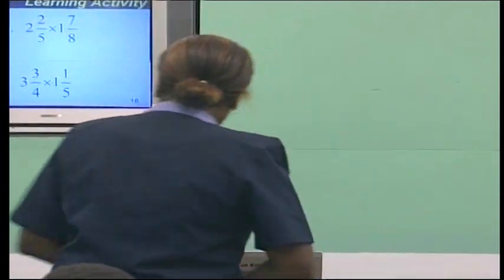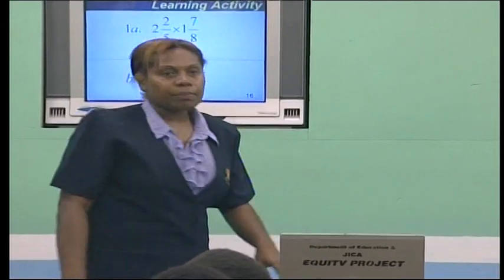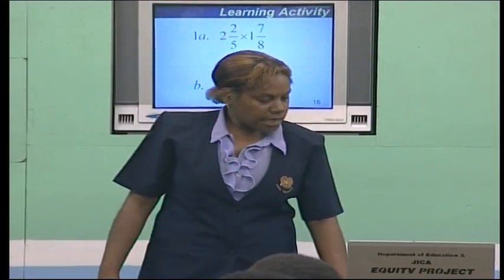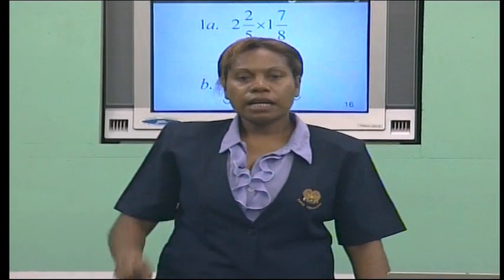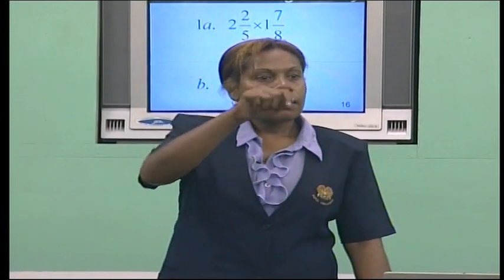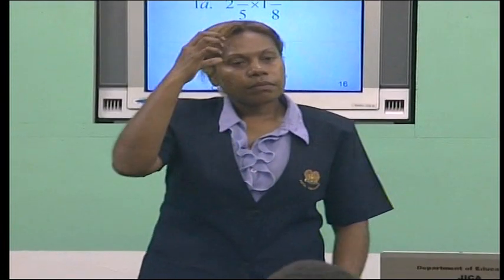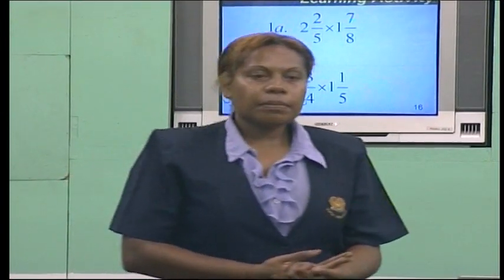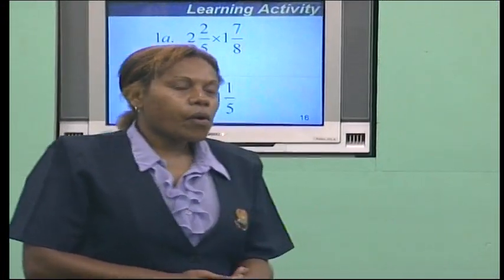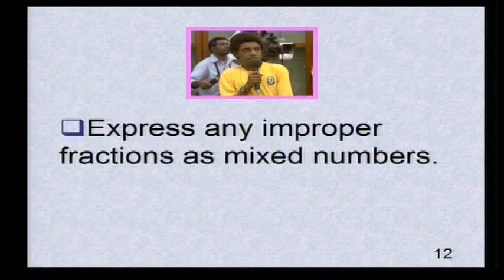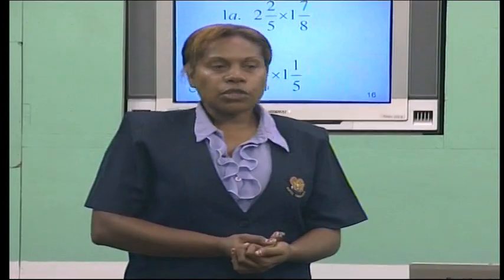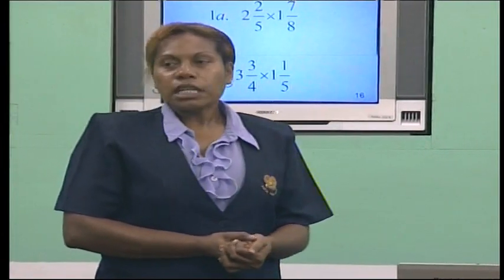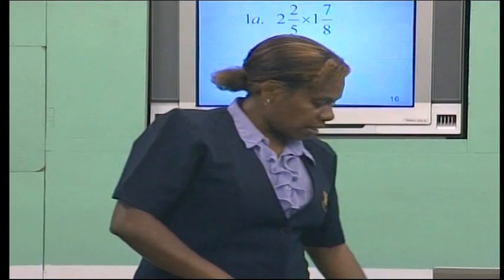All right, let's look at the steps again when we are multiplying mixed numbers. The first step, what do we do? Donald, can you give us the first step? What do we do when we multiply mixed numbers? Change mixed numbers into improper fractions. Okay, good. Change the mixed numbers into improper fractions. All right, what's the next step?